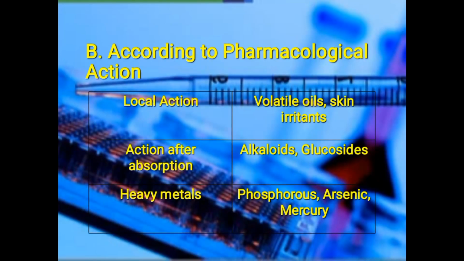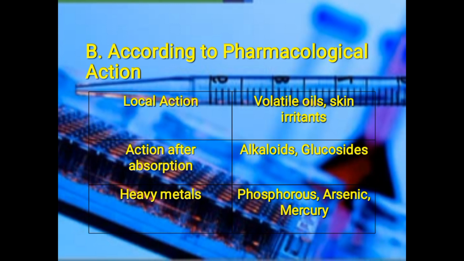So the second one is the action after absorption. There are some poisons that act after the absorption process, and that's the time you can feel an effect, for example corrosion, irritation, and even formation of blisters. And this is very common when you get in contact with these alkaloids and glucosides.